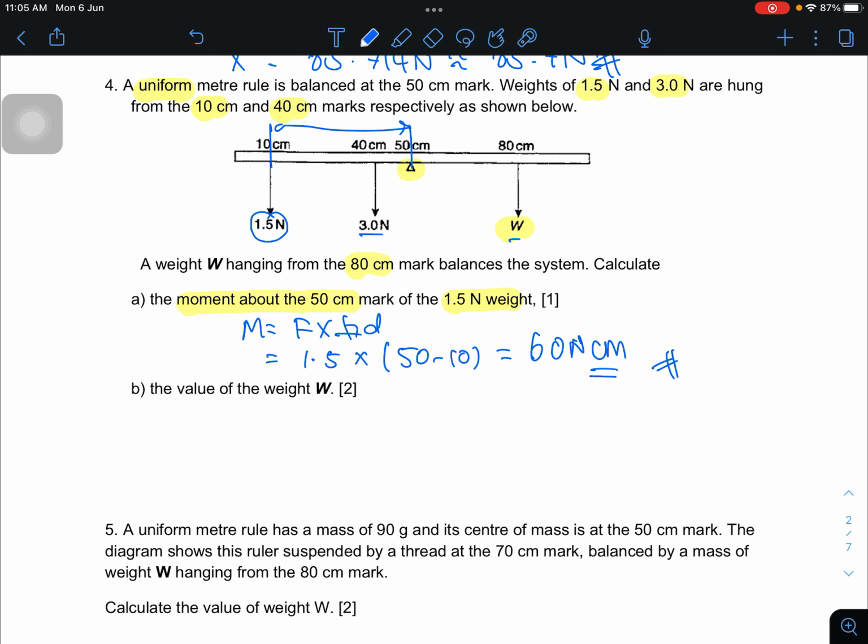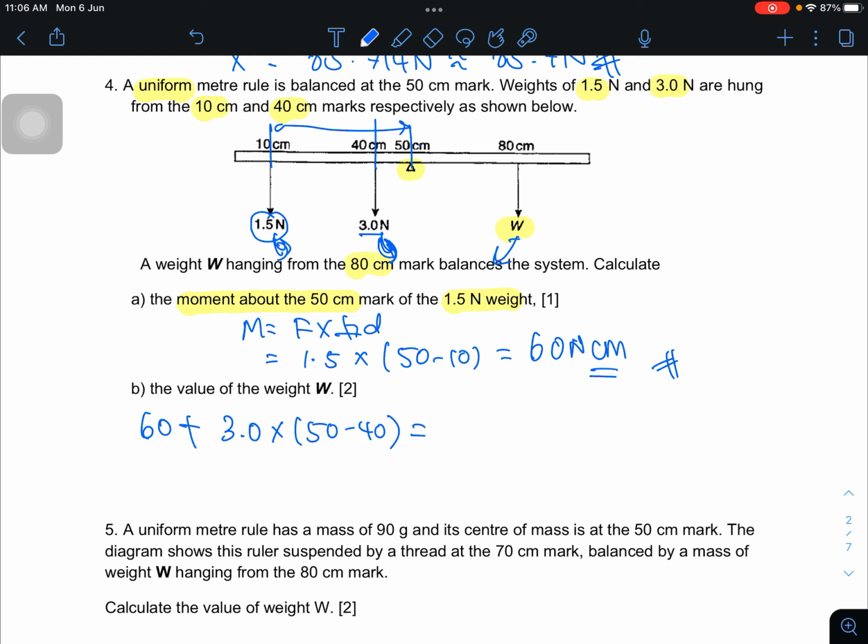The value of the weight W. Now we are talking about the entire system. W gives you a clockwise moment. The 3 Newton gives you an anti-clockwise moment, and the 1.5 gives you an anti-clockwise moment. According to the principle of moments, the sum of clockwise moments must equal the sum of anti-clockwise moments. The sum of anti-clockwise is these two. 1.5 times 40 we already found is 60, plus the anti-clockwise moment due to 3 Newton, which is 3.0 multiplied by the distance from the 40 cm mark to the 50 cm mark, 10 cm.